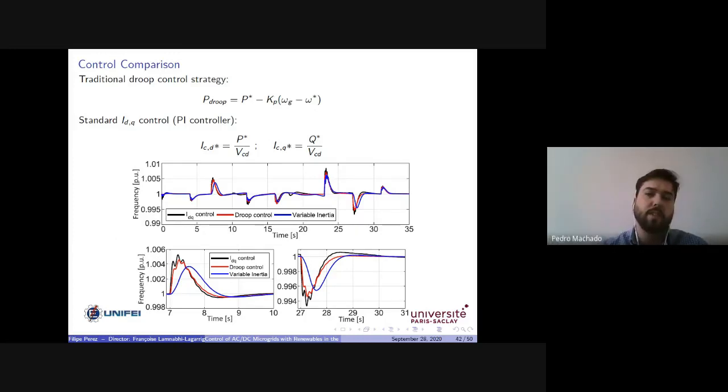Because to replace the controller he's used to applying in the system, if you look at the deviation, it's like 0.006, and the voltage is less than 0.005. So it's really, really small. I think they are really comparable. Yes. You can also see some oscillations that may suggest you have stability problems, but it's not proven.